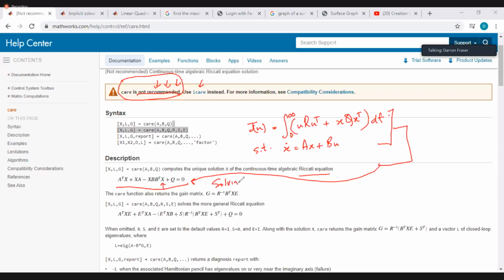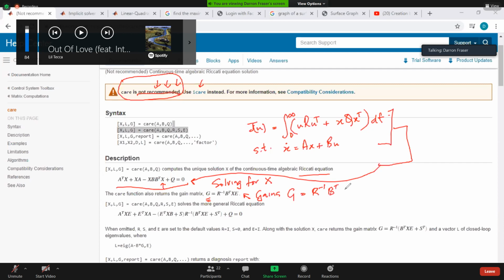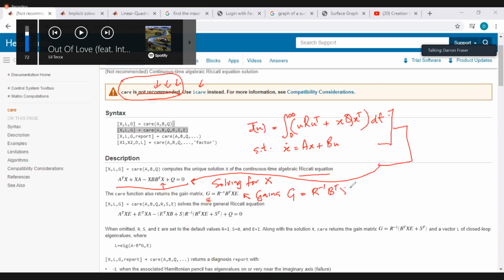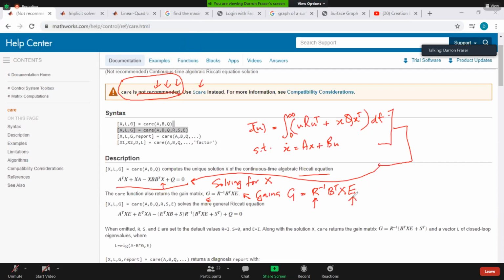So we solve this equation for the matrix X. And then the gains, which they're calling G, or you can call K, are given by that function. Now, R inverse, B transpose, we know B, and we would solve for X. So we need to just talk about these two, the R inverse and the E.